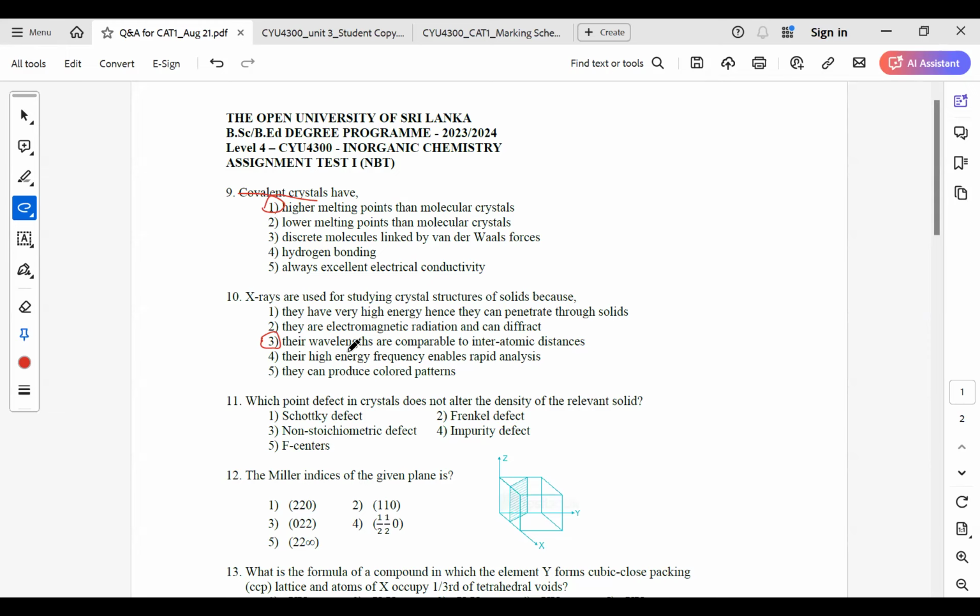Right. Then the next one is about defects. So which point defect in crystals does not alter the density of the relevant solid? So what is the answer?